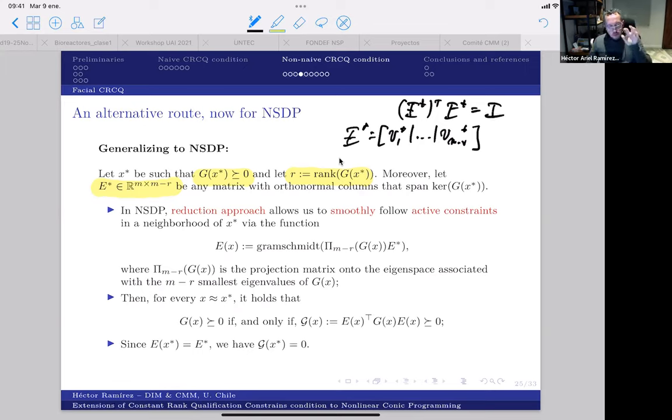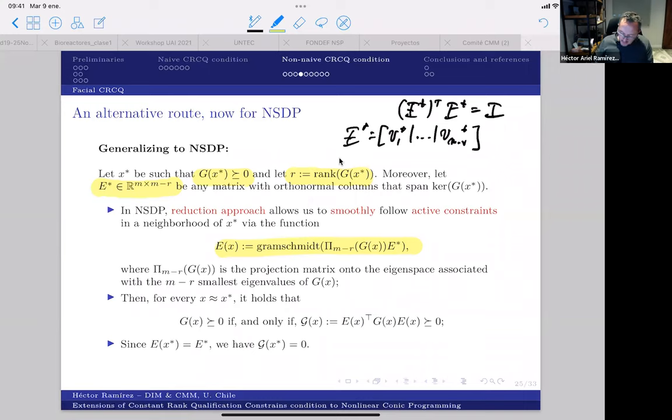If you fix one orthonormal eigenbasis of the kernel, you construct this matrix E star, and then you construct a smooth function. Actually it's analytic, it's as smooth as G. If G is analytic, E is analytic. If G is C1, E is C1.